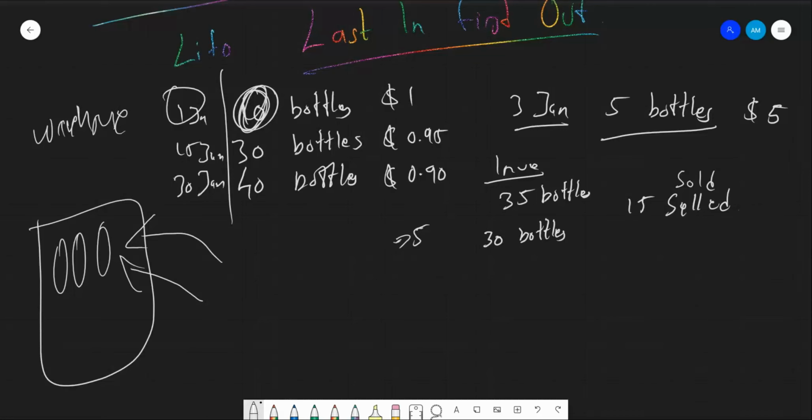So these 15 will be sold from this 30, the latest batch that we have. The last one that came in is the first one that's going to go out. So the latest one that we have, we're going to put in our shelves, and that's how it's going to work. So this 15 would be valued at 0.95.